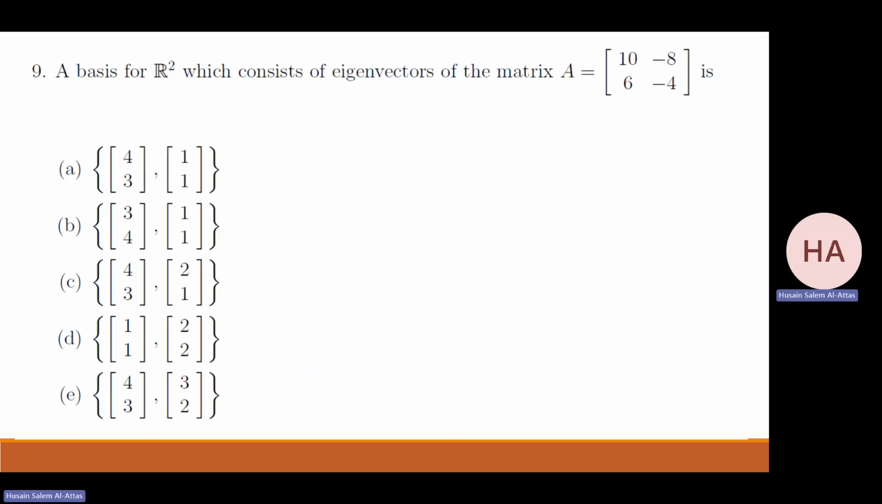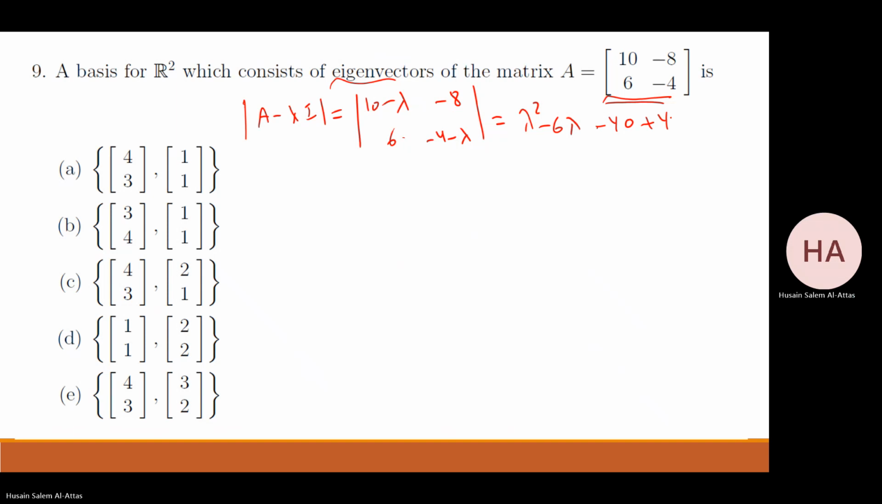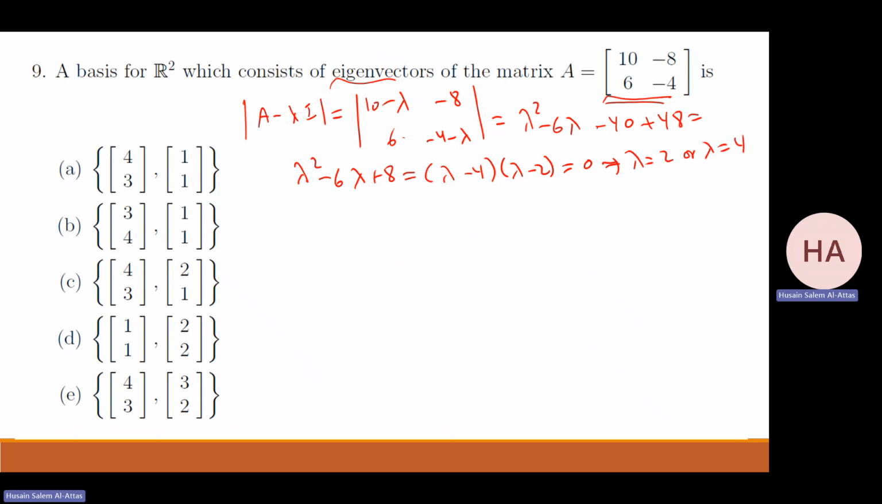Okay. A basis for R2 which consists of eigenvectors of this matrix. It's 2 by 2. Also, if you ask about all the eigenvectors, it's okay. It's an easy one. That will be 10 minus lambda, minus 8, 6, minus 4 minus lambda. That will be lambda squared, minus 4 lambda, minus 10 lambda, minus 6 lambda, minus 40 plus 48, which is lambda squared minus 6 lambda plus 8. That will be lambda minus 4 times lambda minus 2 equals 0. So I have lambda equal 2 or lambda equal 4. These are the eigenvalues.